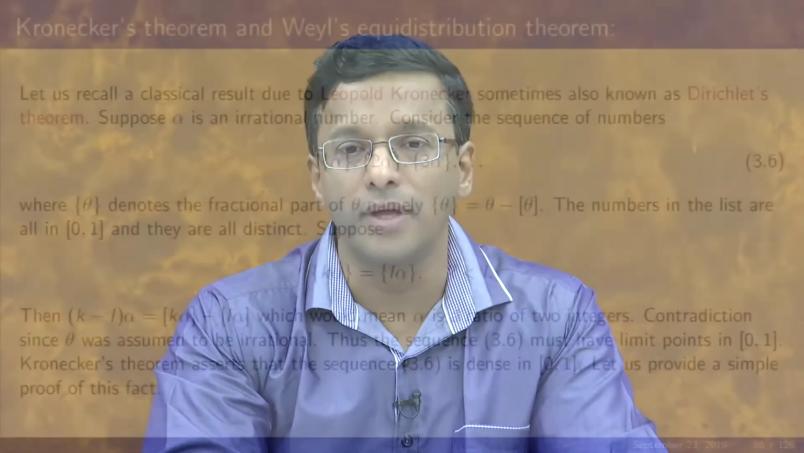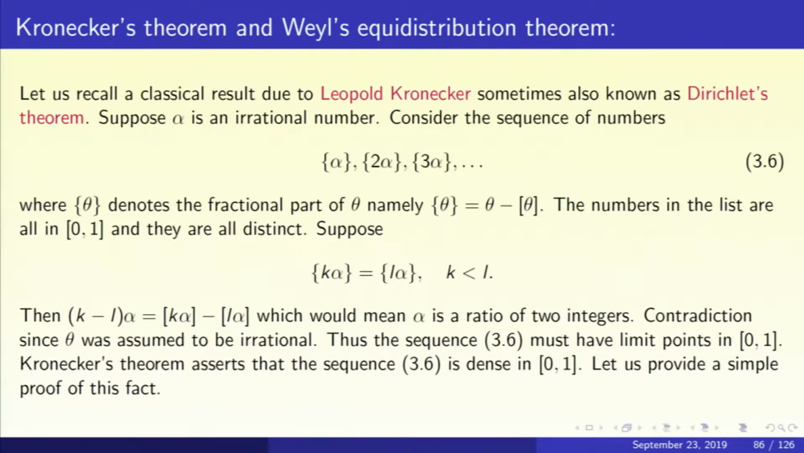That is, the list of numbers, fractional parts of alpha, 2 alpha, 3 alpha, etc. is a sequence of pairwise distinct numbers in the interval 0 to 1. And so they must have limit points. So now let us show that every point of 0, 1 is a limit point. Namely, the sequence that you see in 3.6 is dense in the interval 0 to 1.